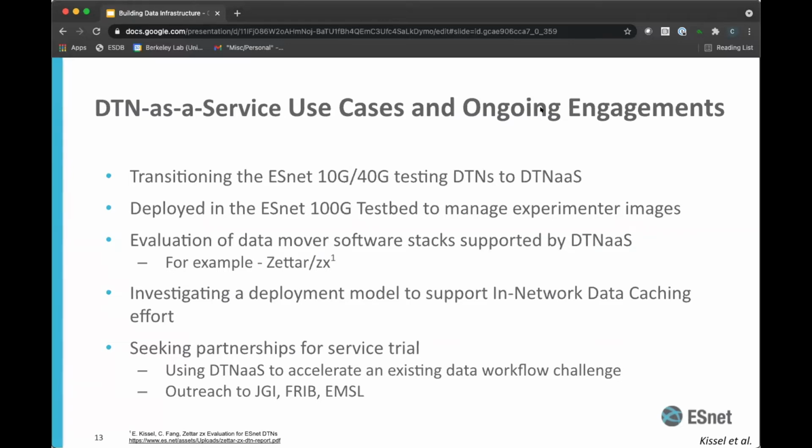In addition to that, we're also evaluating different data mover software stacks, such as Zettar. And we're actively engaging the different organizations in order to determine if they would use DTN as a service. We've currently been engaging JGI, FRIB, and MSIL. Right.